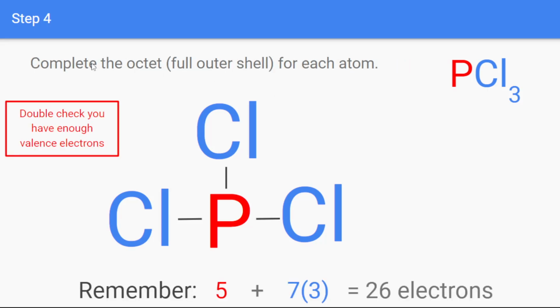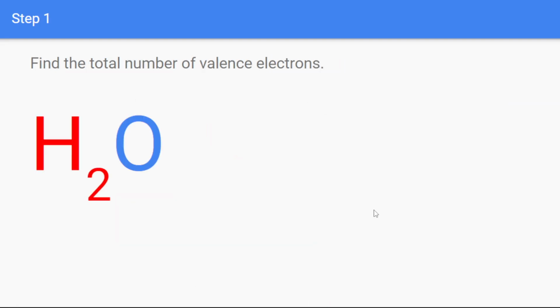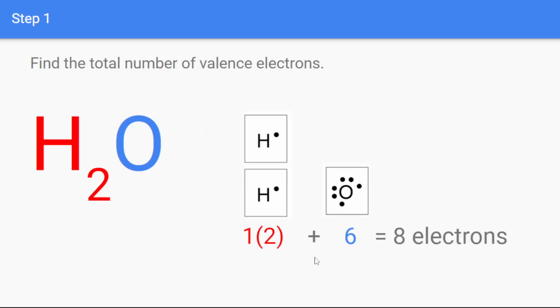Now we need to complete the octet for each atom. Remember, an octet is 8 valence electrons, so complete the octet for each. Make sure that we have 26. We do. So let's see, do we have an octet for each? 8, 8, 8, and then phosphorus also has 8, with a total of 26. So this is complete.